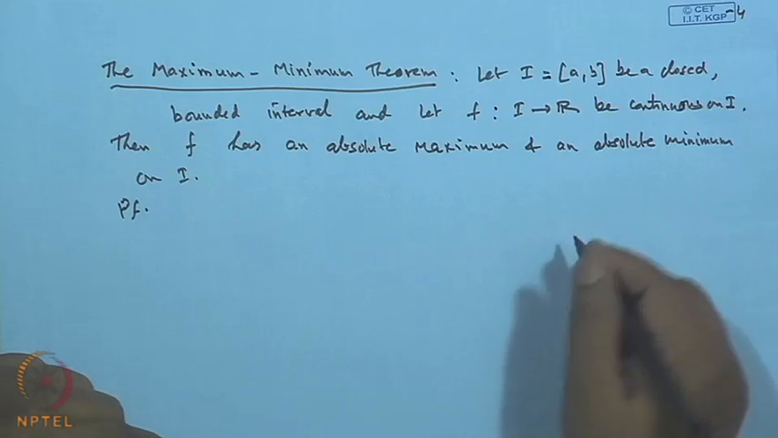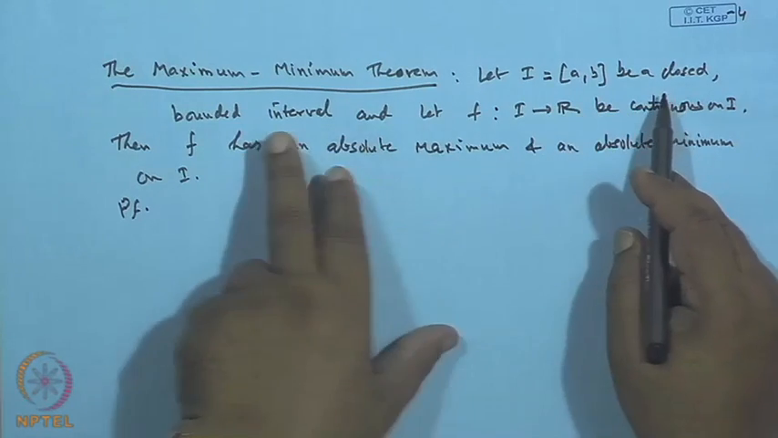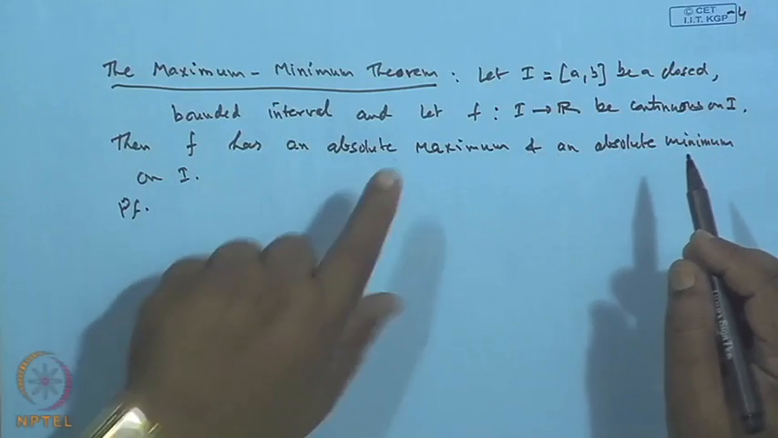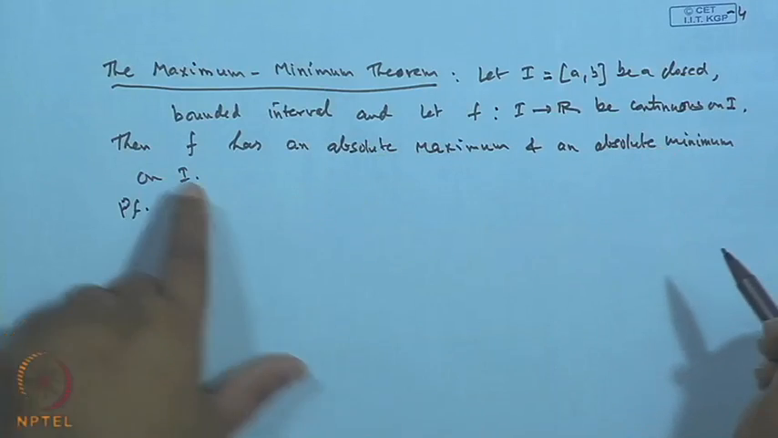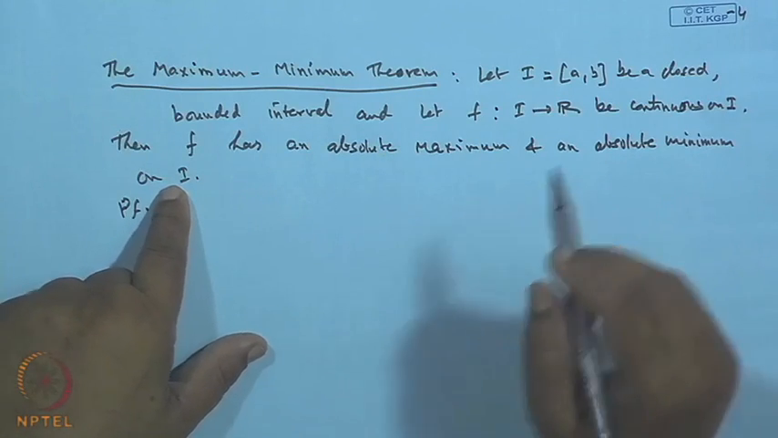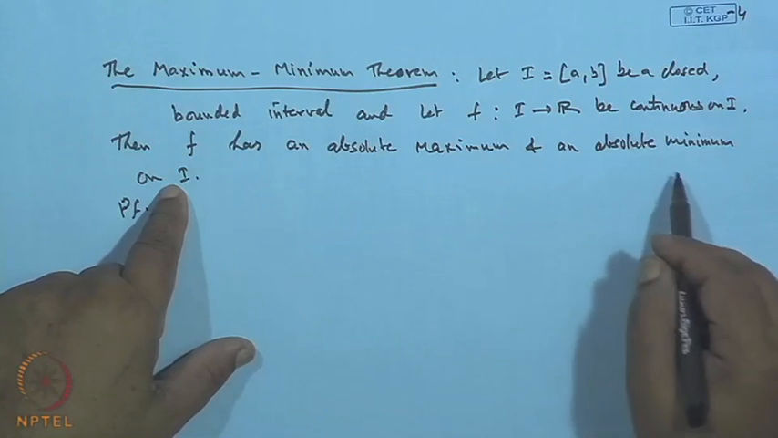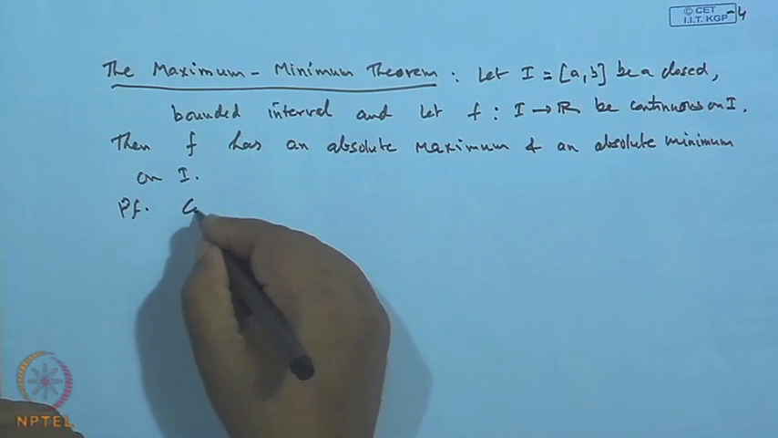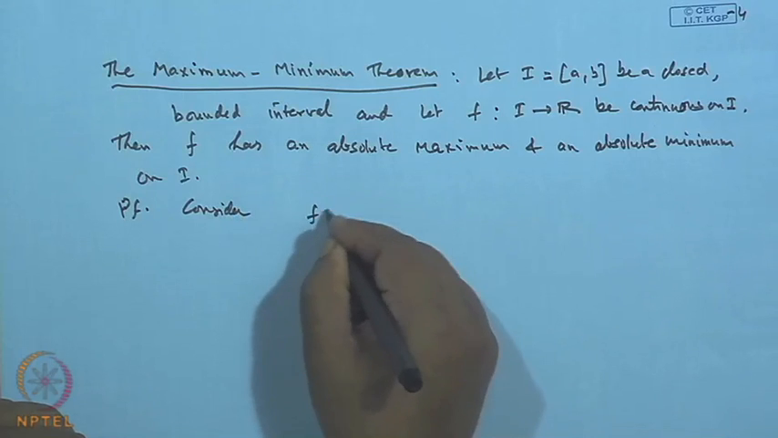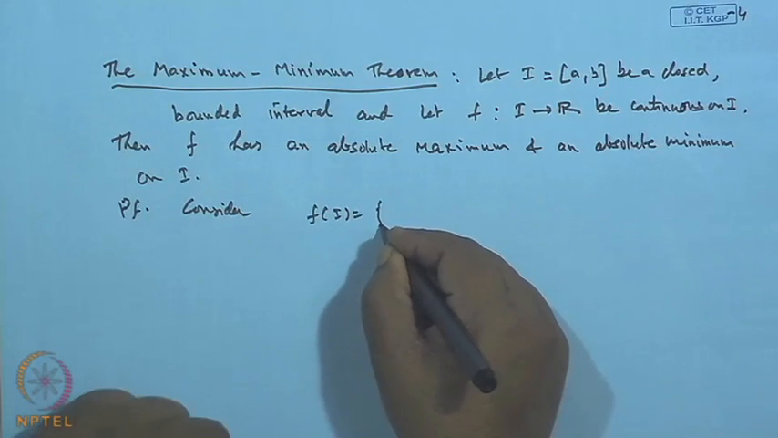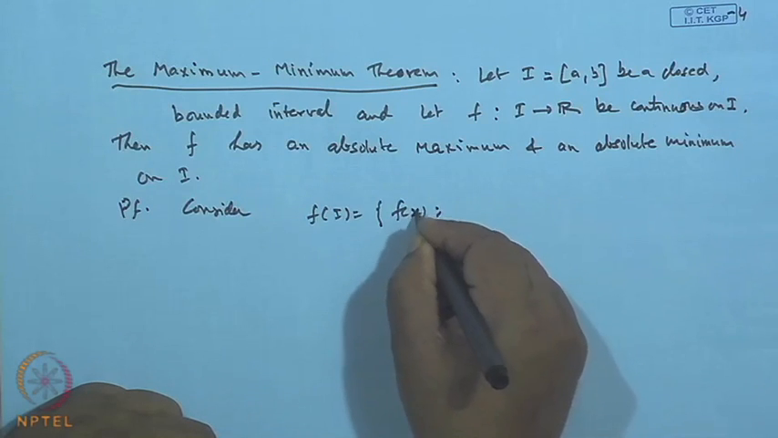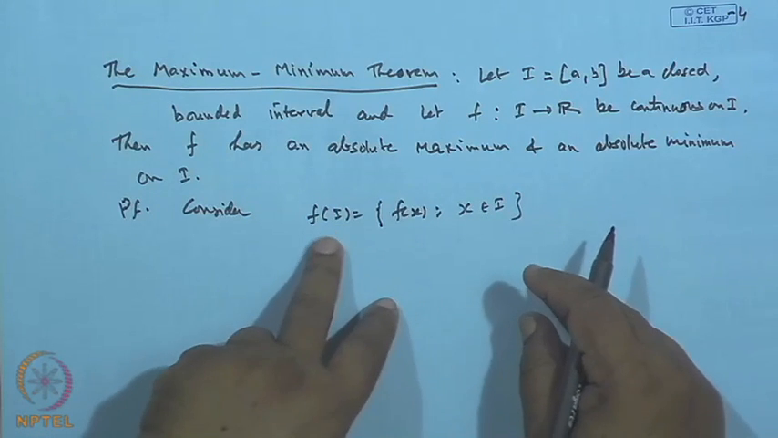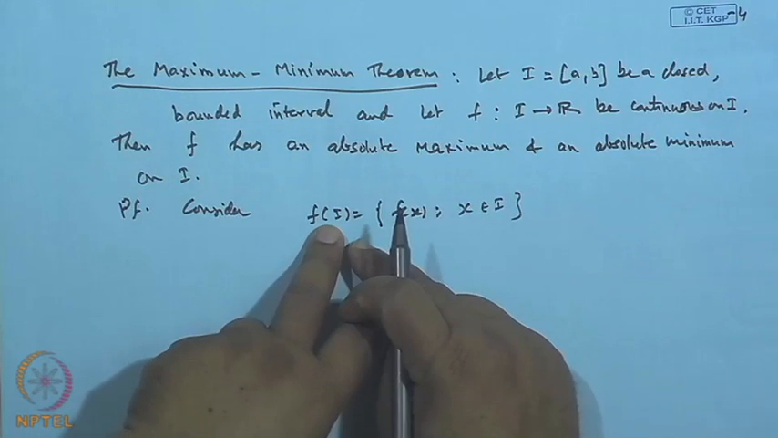So, suppose I is a closed bounded interval and the function is given to be continuous. Then it will attain its maximum value as well as its minimum value over the interval I. That is, there exists some point where the absolute maximum will be attained and some point where the absolute minimum will be attained. So, let us see the proof. Consider the set f of I, the set of those values f of x where x belongs to I, that is, the range set of the function f defined over I.